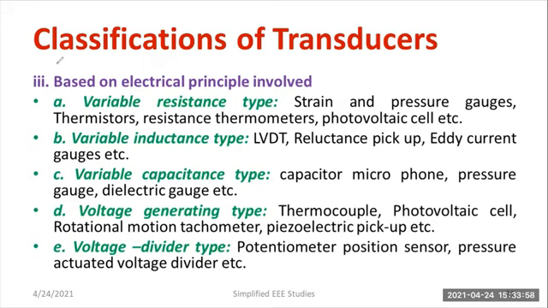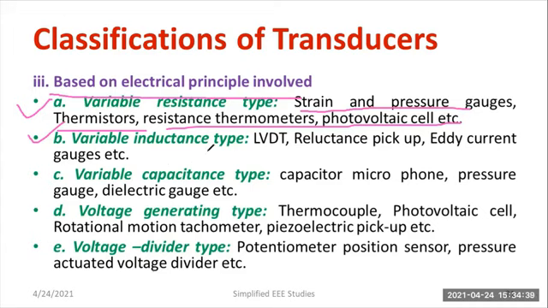The third classification criterion is according to the electrical principle involved. First one is variable resistance type. You know that R = ρL/A. According to that, the resistance is directly proportional to the length of the material and inversely proportional to the area of cross section. Whenever resistance is high, the output current is very low. Likewise, you can classify variable resistance type transducers. Some examples are strain gauge, pressure gauges, thermistors, resistance thermometer, PV cell, etc.